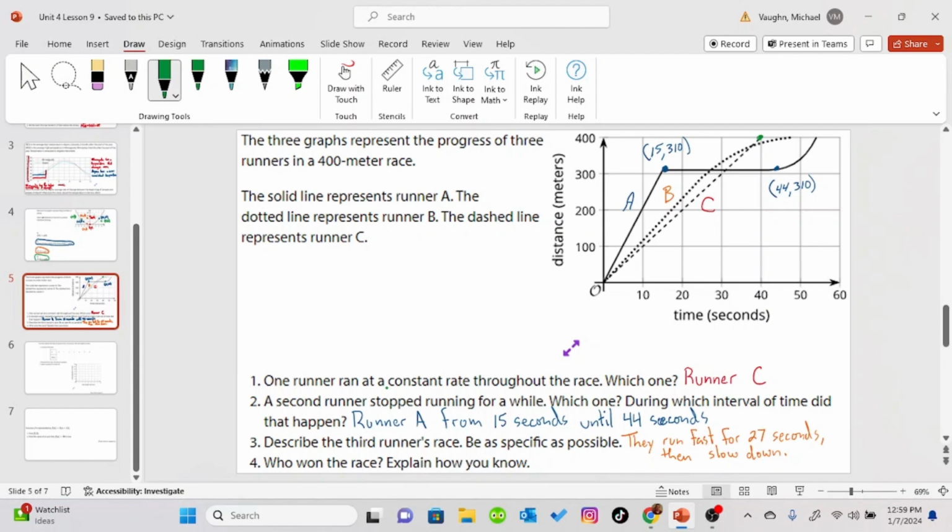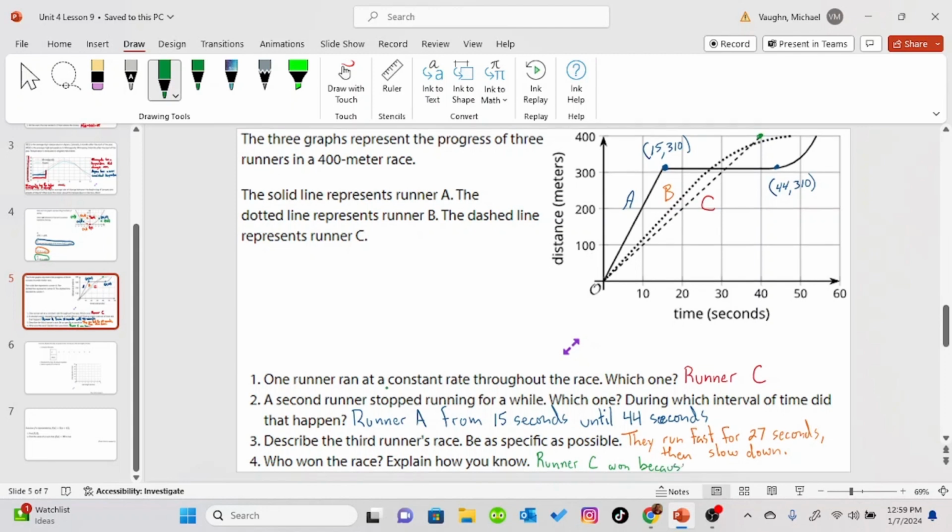So runner C won because they took the least time.